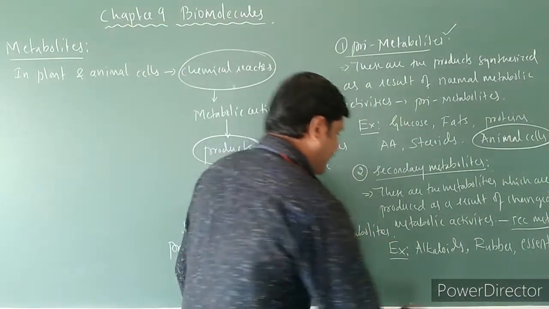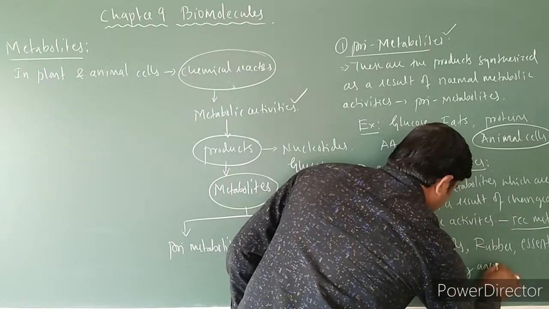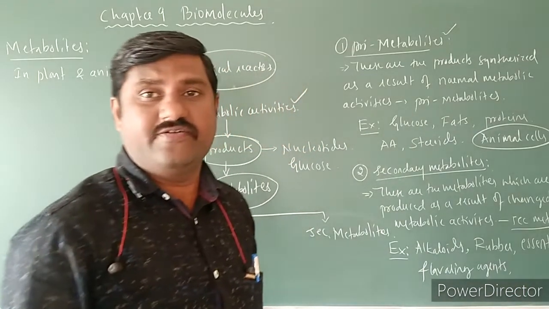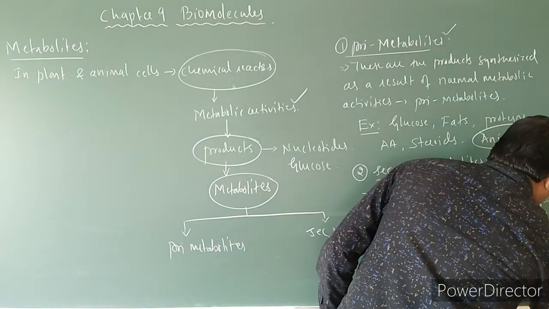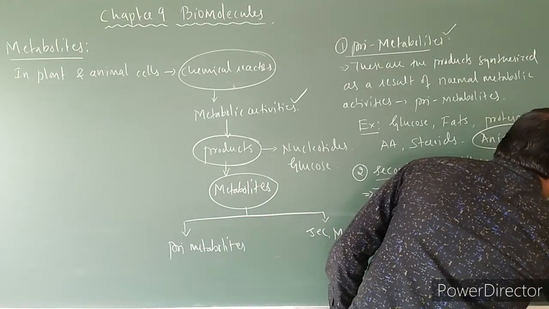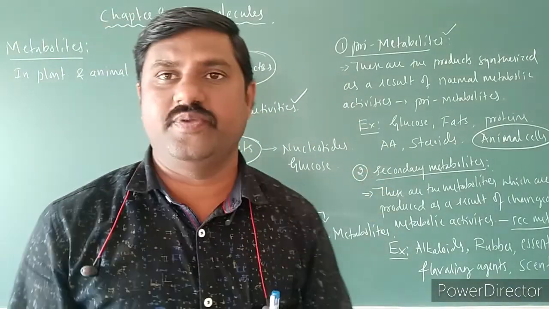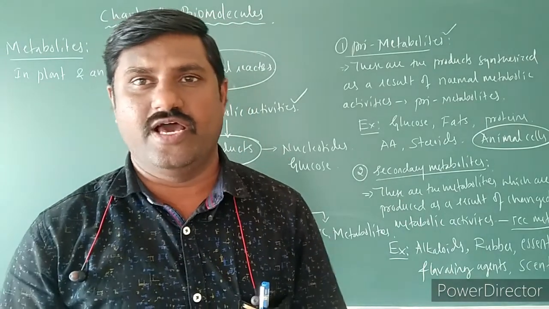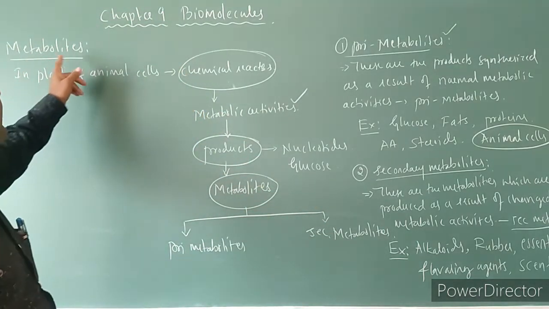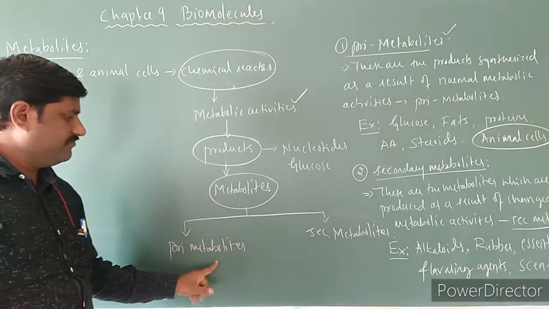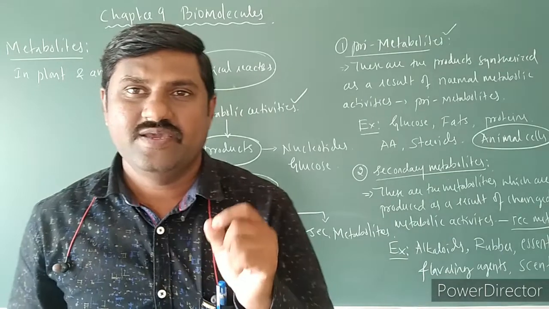And many flavoring agents are produced over here. Saints are produced. Many drugs are produced. All these are said to be secondary metabolites, right? So I hope you came to know what the metabolites are, what the types of metabolites are, as well as what the difference is between primary and secondary metabolites.